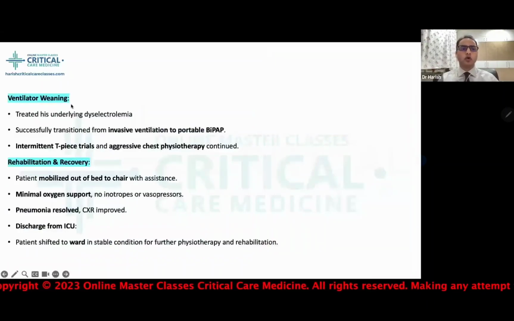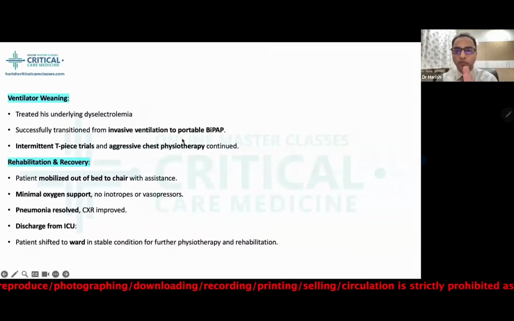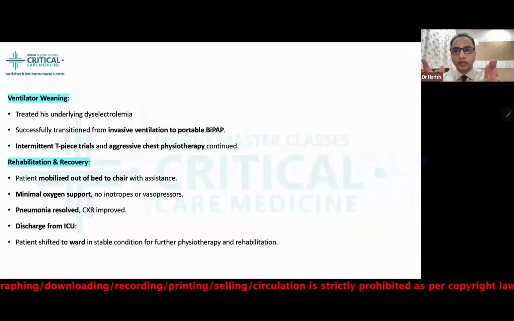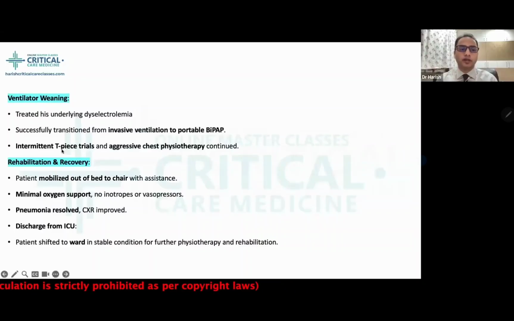Okay. So what did we do? We treated his underlying dyselectrolemia. He was having hypophosphatemia and hypokalemia, which were treated, as a cause for his weaning failure. He successfully transitioned from the invasive ventilator to a portable BiPAP. Through the tracheostomy, we connected the portable BiPAP with a unidirectional valve, which we call a leak valve. Then we gave an intermittent T-piece trial, and aggressive chest physiotherapy was continued.